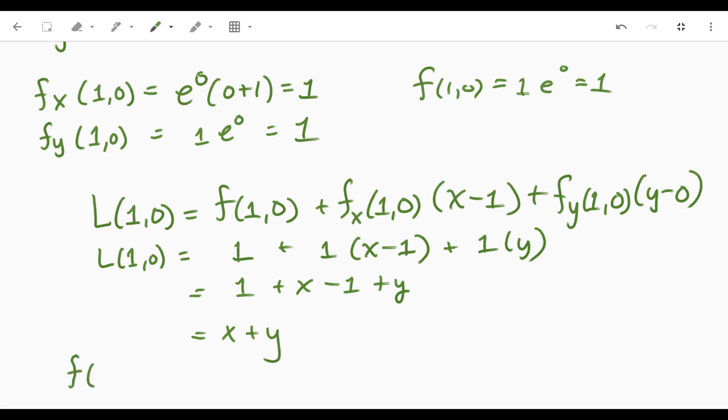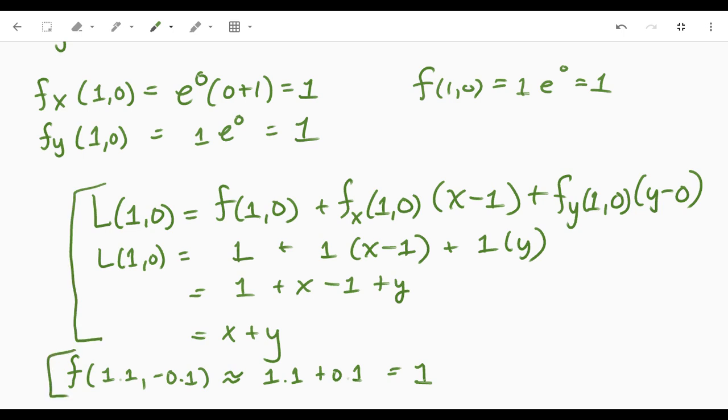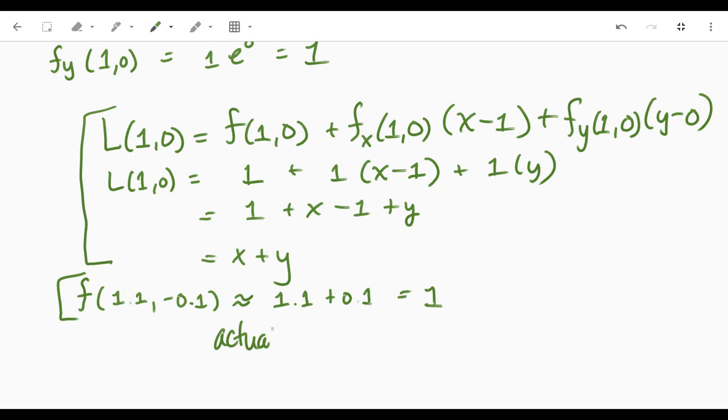Where did we want to do it here? We wanted to do it at (1.1, negative 0.1), which will be approximately 1.1 plus negative 0.1, which is 1. So first we came up with our linearization at (1, 0), and then we used it to estimate a value close to (1, 0). In reality, if you go back to that original function, x times e to the xy, and plug it into a calculator, the actual value is 0.98542. So we are pretty close with that.